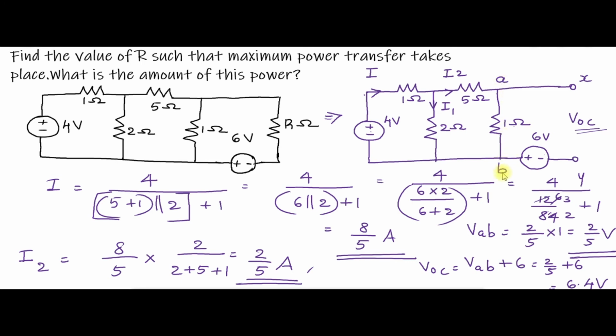Now you have to determine this voltage across A and B. For that you have to determine this I2 current. I2 current is equal to main current into resistance of the other branch divided by total resistance. So you got I2. When you got I2 you can easily determine the voltage across AB. Voltage across AB is equal to this I2 current into this 1 ohm, that is V is equal to IR. That VAB you got as 2 by 5 volt. Then obviously this VOC is equal to this VAB plus 6 volt.